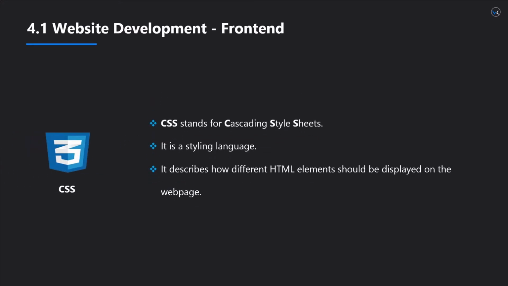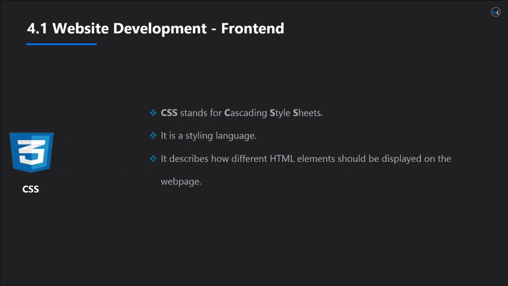Next, CSS. CSS stands for Cascading Style Sheets. This is a styling language which is used to stylize different elements that we put up on a web page using HTML. It describes how different HTML elements should be displayed on a web page. We can define different properties such as setting font color, background color, font size, paddings, margins, and many other things that you can think of to make a web page look more beautiful and appealing.